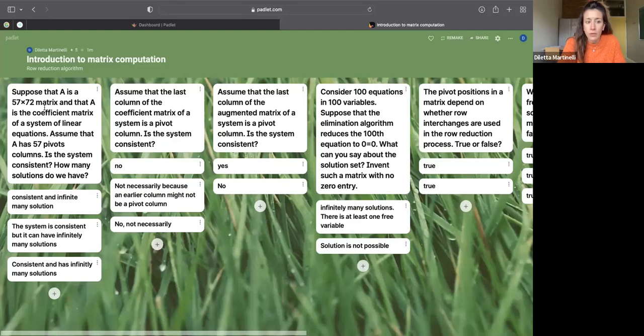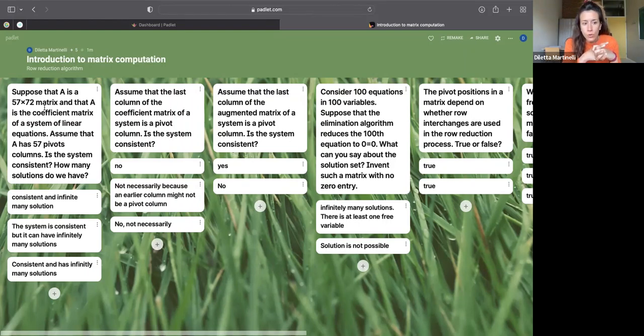Is the system consistent, and how many solutions do we have? All the answers are correct. Yes, the system is consistent. How do we know that? We said that the system is not consistent only if there is a row that is all zeros in the coefficient matrix, and then the last column of the augmented matrix is non-zero. So the augmented matrix would be all zeros and then a non-zero at the end. For the coefficient matrix, you would need one row that is all zeros, but we know that there is a pivot in every row. A pivot is non-zero by definition. So we know that this cannot happen. So the system is consistent.